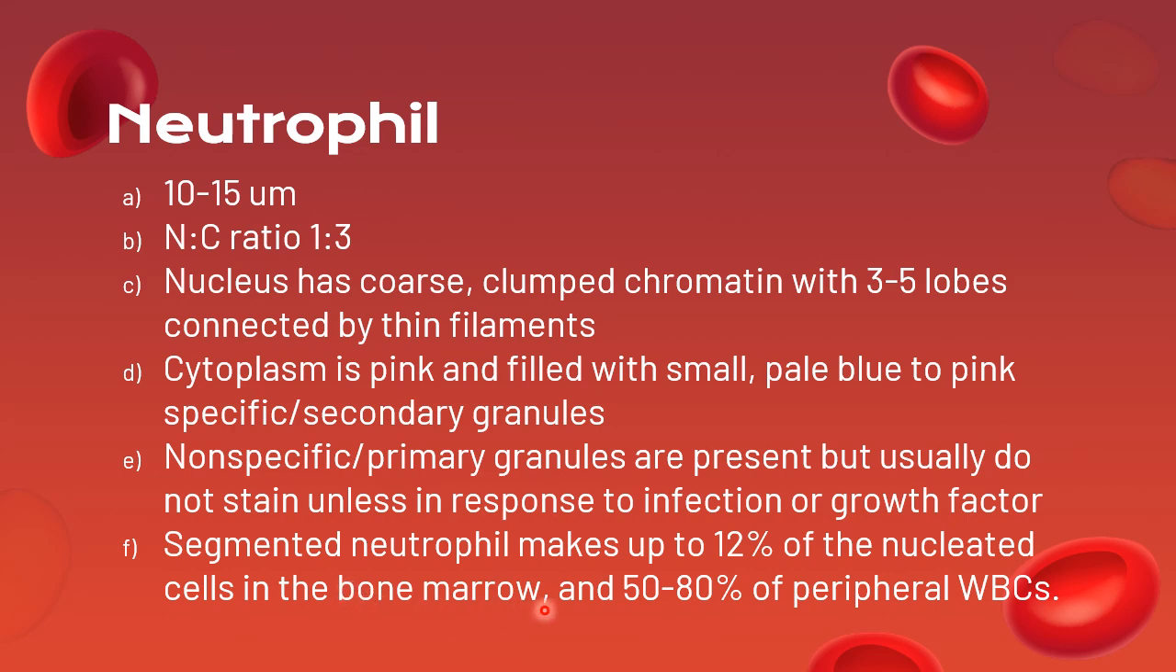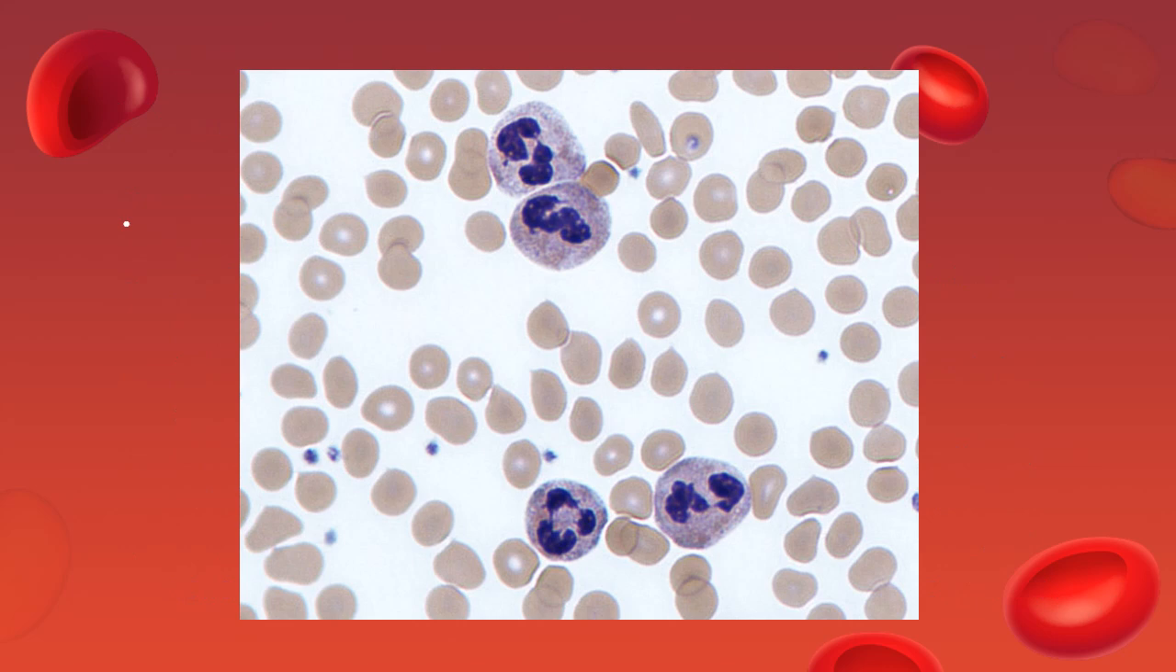So segmented neutrophil makes up to 12% of the nucleated cells in the bone marrow and 50 to 80% of peripheral white blood cells. So neutrophil yung pinaka maraming type of WBC natin seen in the periphery.